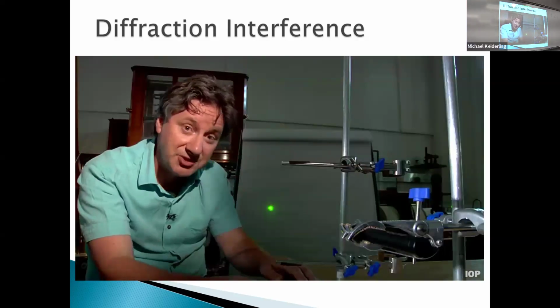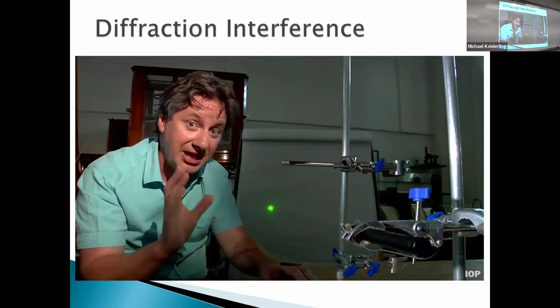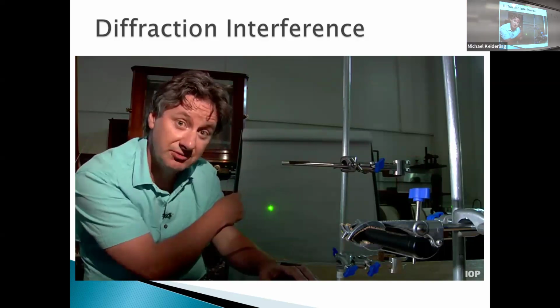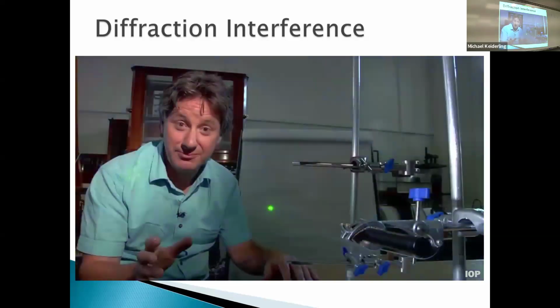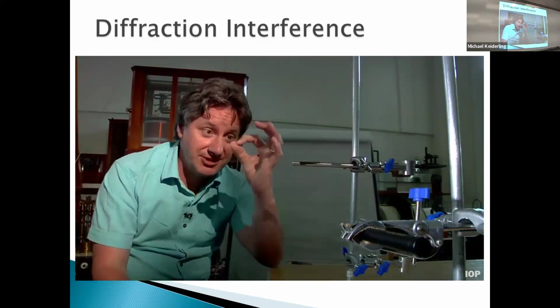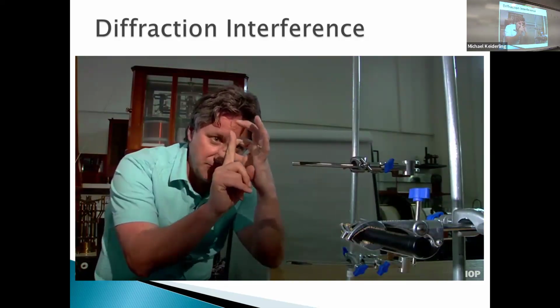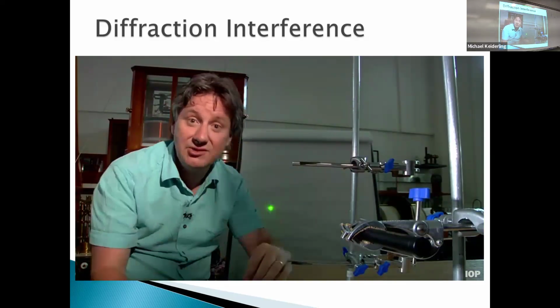Now, I'm going to slide this wire into the path of the laser beam. Before I do that, I'd like you to predict what you expect to happen to this dot on the screen. Most people expect to see a shadow where the wire blocks some of the laser light. So if this represents the circle on the screen, then most people expect the wire to come in front of the spot and leave a shadow. Let's see what actually happens.